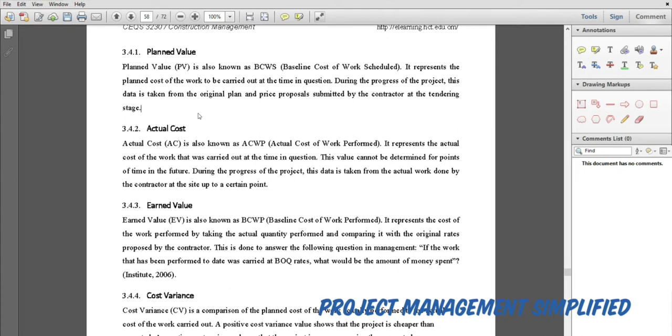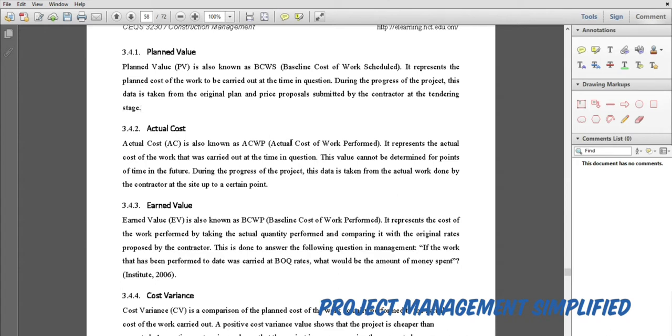So according to the schedule, we have to pay this much money according to our plan, according to the basic plan that we submitted at the beginning of this project at the tendering stage. The other terminology that we have is actual cost, which is AC. AC stands for actual cost, and it's also known as actual cost of work performed.